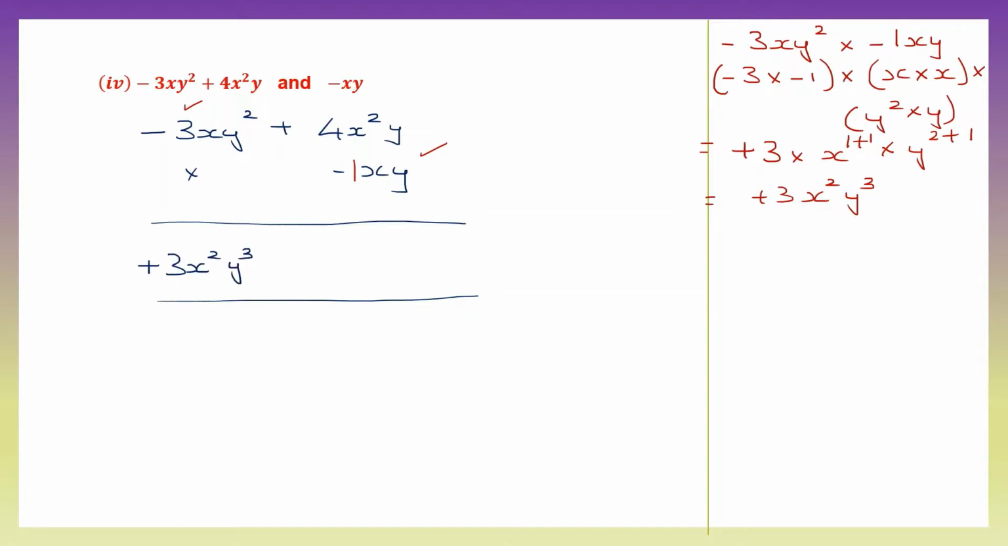So now we finish with this. We're going to take minus 1xy and 4x square y. So let's do that.